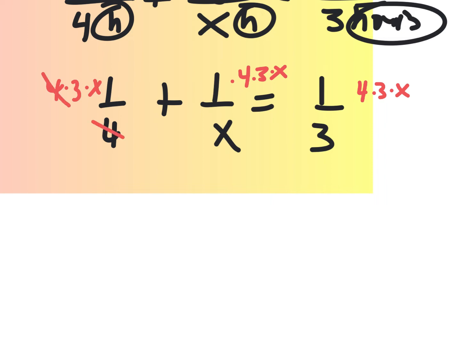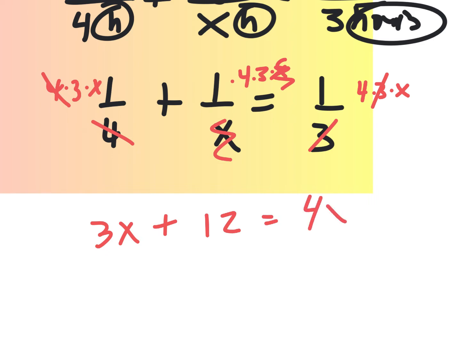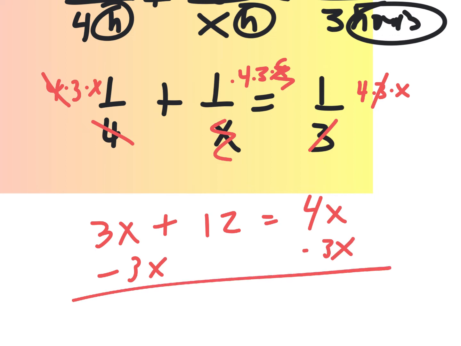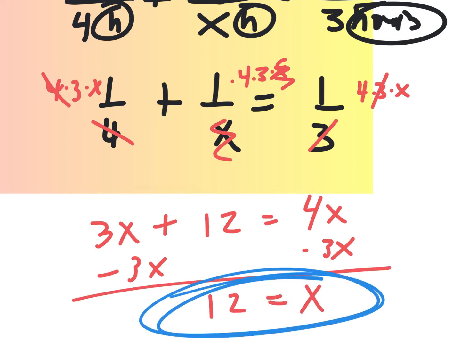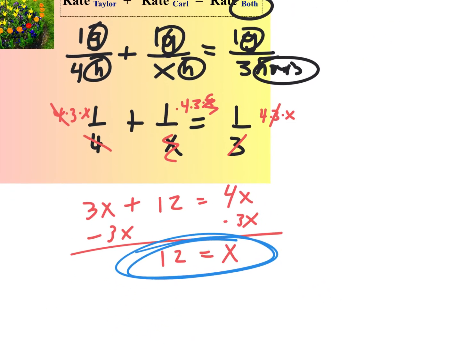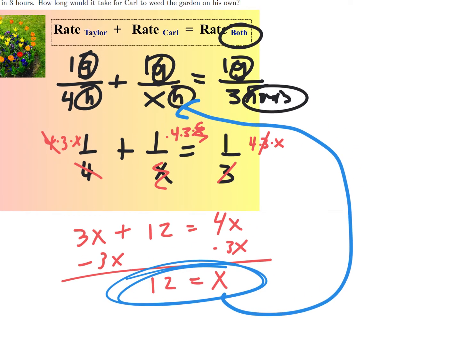And now the 4's cancel, and the x's cancel, and the 3's cancel. And then I get 3x plus 12 equals 4x. And I'm going to subtract 3x from both sides. 12 equals x. Boom, I'm done. And what was x again? You can look up into your originally set up problem and see, look, x is how many hours it takes Carl to do 1 garden.